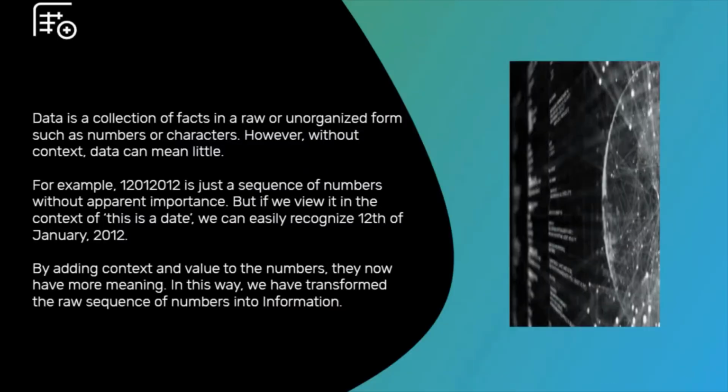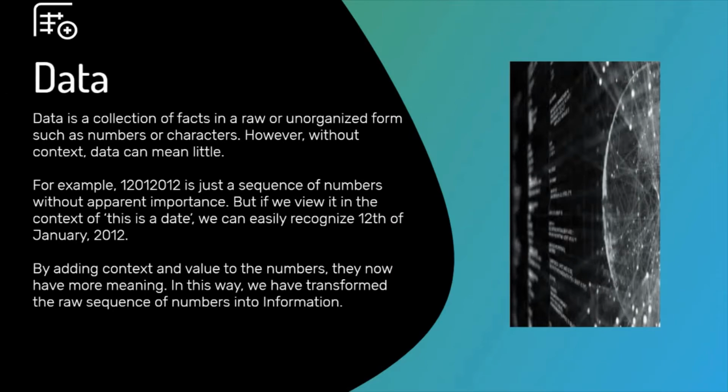Data. Data is a collection of facts in a raw or unorganized form such as numbers or characters. However, without context, data can mean little. For example, 120-120-12 is just a sequence of numbers without apparent importance. But if we view it in the context that this is a date, we can easily recognize 12th of January, 2012. By adding context and value to the numbers, they now have more meaning. In this way, we have transformed the raw sequence of numbers into information.